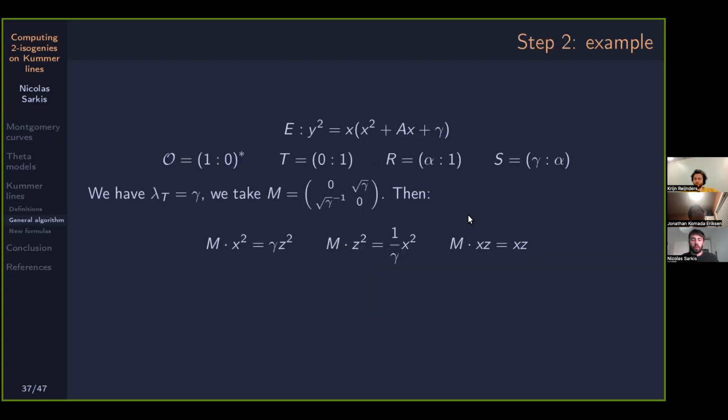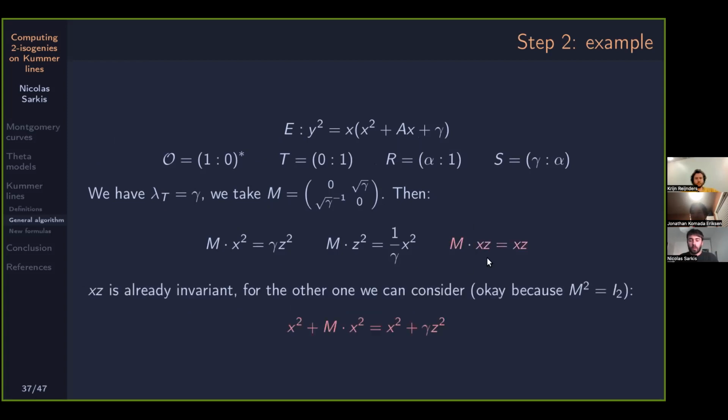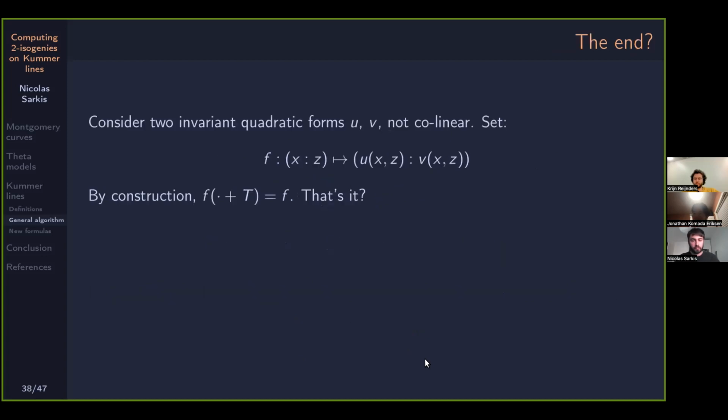On the example, we start again with our ramification and our type. We take this matrix M. The action is the following. On x squared and z squared, it's not invariant, but xz is already invariant. And to build another invariant, because m squared is equal to identity, you can just build x squared plus m, the action of m on x squared. And this is another invariant map. So that way we recover 2 invariant maps.